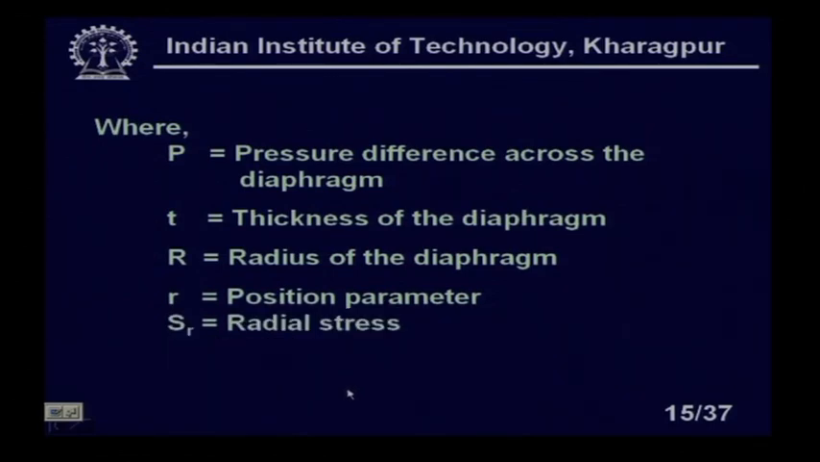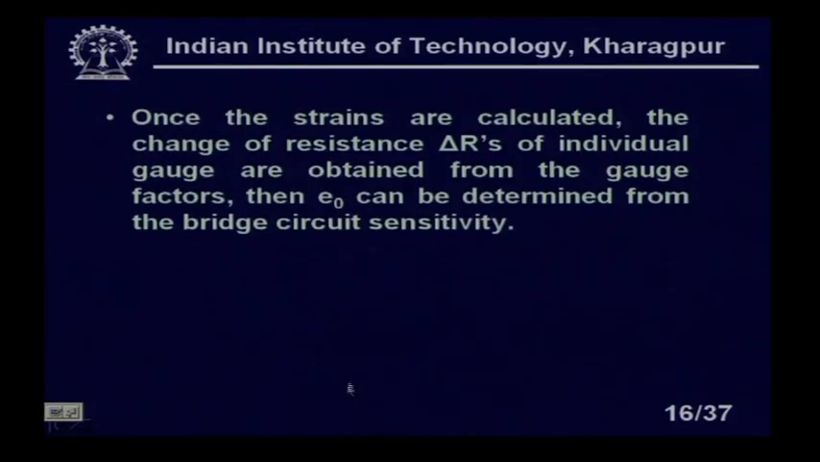Then we have S r, the radial stress, and S t, the tangential stress, and once the strains are calculated, the change of resistance delta r of the individual gauge is obtained from the gauge factors. Then E naught can be determined from the bridge circuit sensitivity.